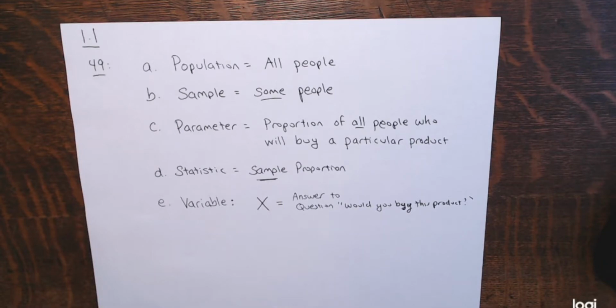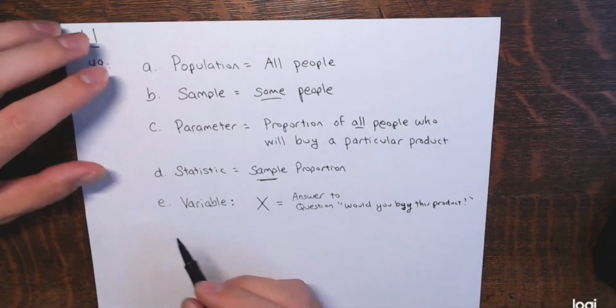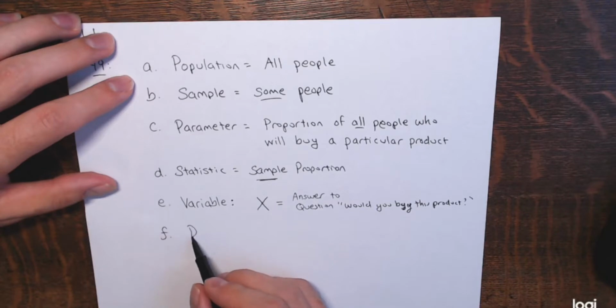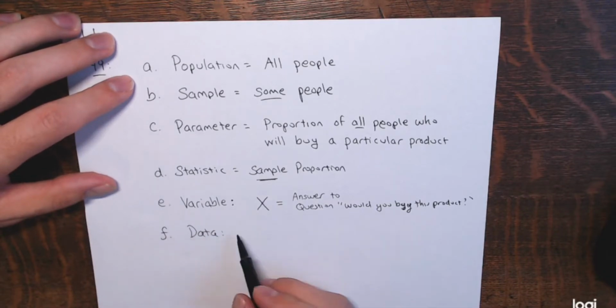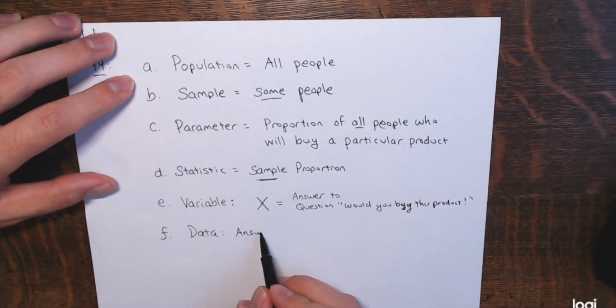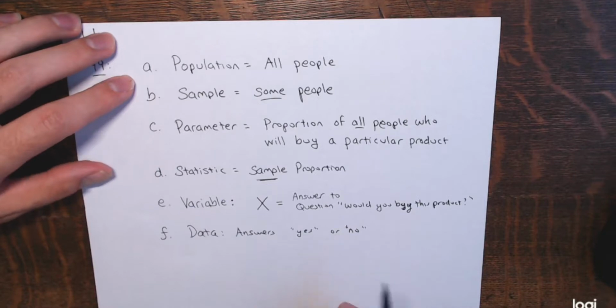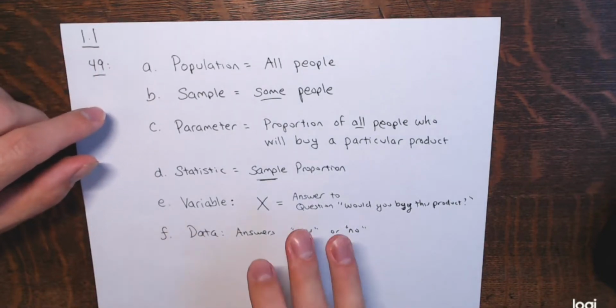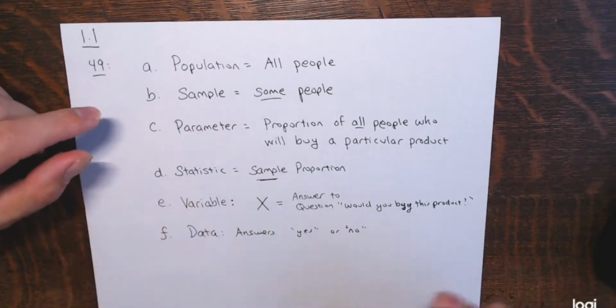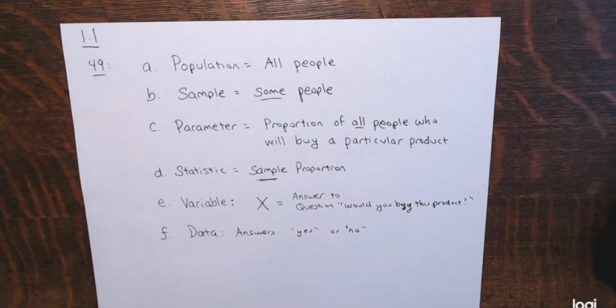Now, of course, you could also call this the number of people who would buy this product, which I think they'll do in their solutions. But either way, you're trying to determine how many people would buy a particular product, and then the data are the actual answers to that question, which would be yes or no. So this person says yes, this person says no, this person says no, this person says yes, and all those recordings of yes and no are your data.